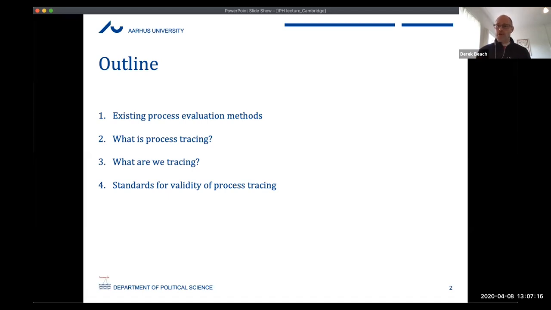So what we're tracing are mechanisms or processes, policy processes, for example, linking maybe a crisis with a particular type of policy change. And then how we trace it is looking for the observable traces or manifestations of activities that the activities of actors leave in particular cases.